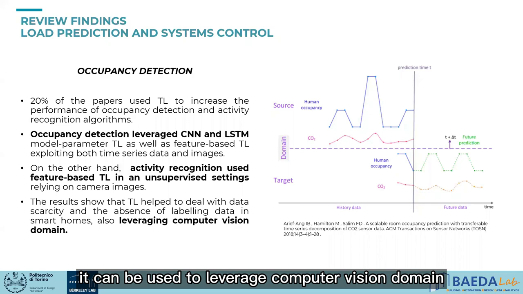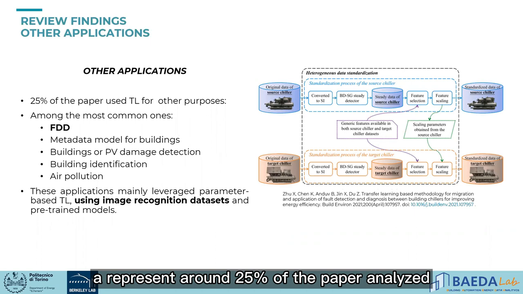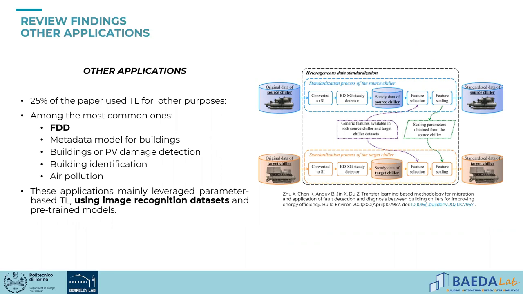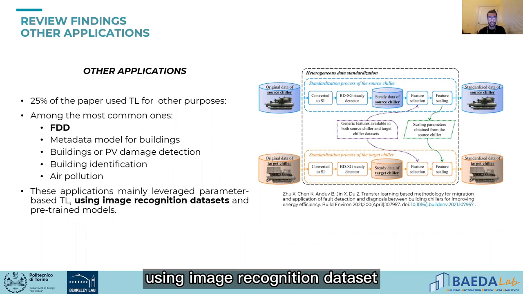Other applications represent around 25% of the papers analyzed and include FDD, metadata models for buildings, PV damage detection, building identification, and air pollution. These applications mainly leverage parameter-based transfer learning, using image recognition datasets and pre-trained models to speed up the performance.